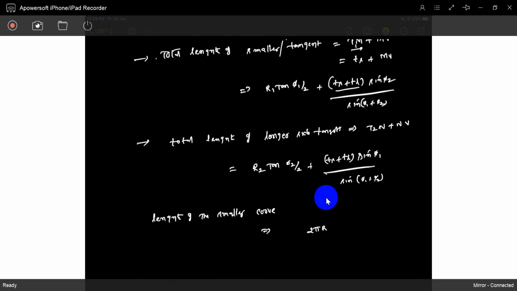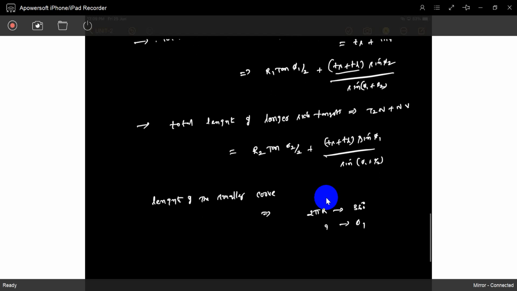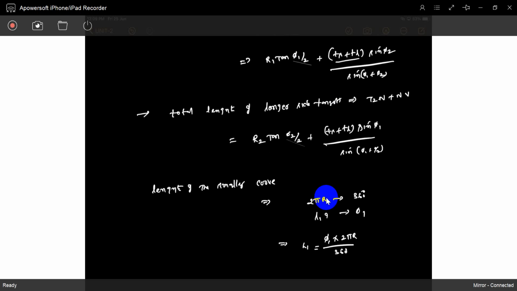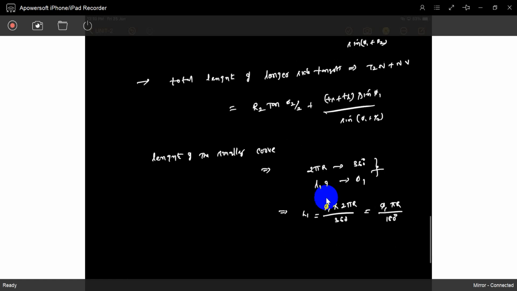For 2 pi it is 360. For phi 1, what is that length? Phi 1 times 2 pi r divided by 360, that is L1. So you can call it phi 1 pi r divided by 180 for that length, the first curve length. For the second curve, the same, small length: phi 2 pi r 2 divided by 180. That is the second curve.